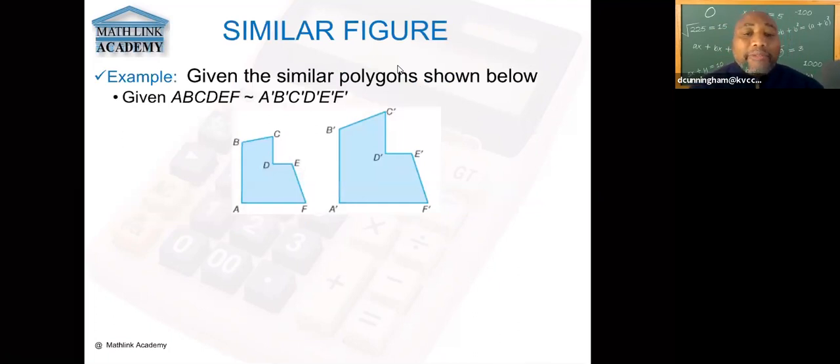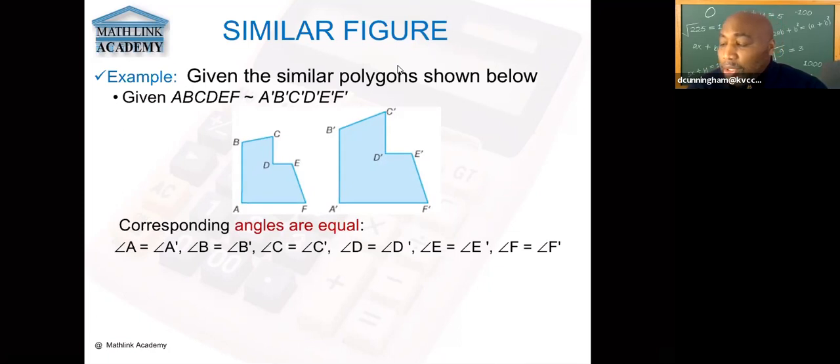Let's look at these similar figures. Why are they similar? Because the shapes are the same, but the sides are different. We have A, B, C, D, E, F, and then we have A prime, B prime, C prime, D prime, E prime, and F prime. We have a shape on the right and a shape on the left. Now let's look at this. The corresponding angles are equal. So angle A should equal angle A prime, if these are similar figures.